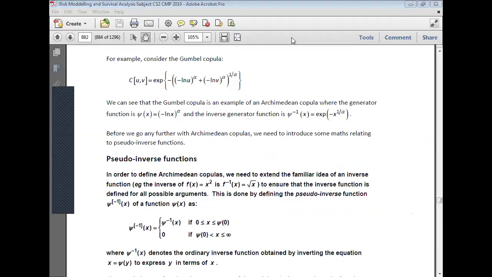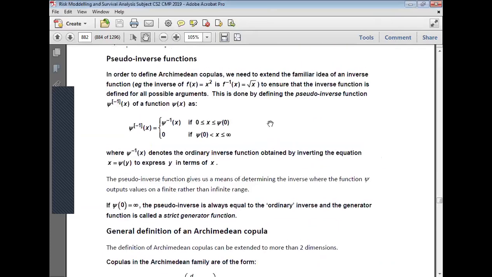Yes, ma'am. All right. So now in this, you can have a look at how we define pseudo inverse functions. This is where they explain what the generator function will be and its inverse for this Gumbel copula. But remember, whenever we are trying to define a pseudo inverse function, sometimes for some values of x it doesn't exist. Let us say the square root of x, which is the inverse of x squared, only exists for positive numbers of x if we don't take complex numbers into account. So for every negative x, you will have something else.